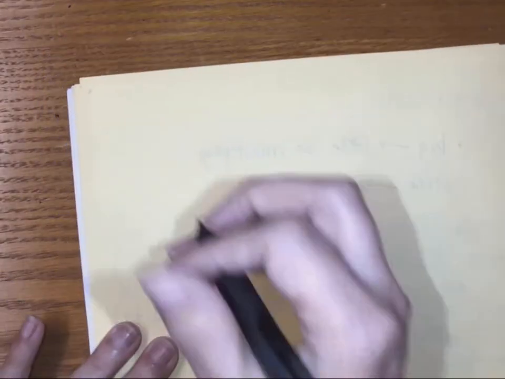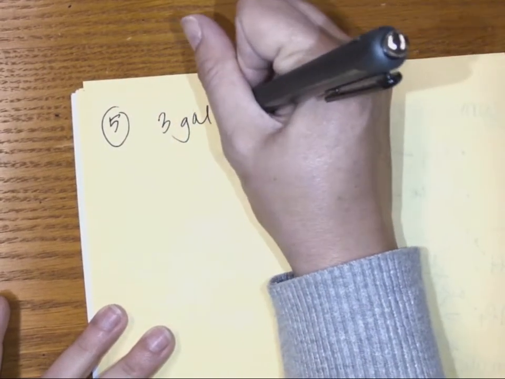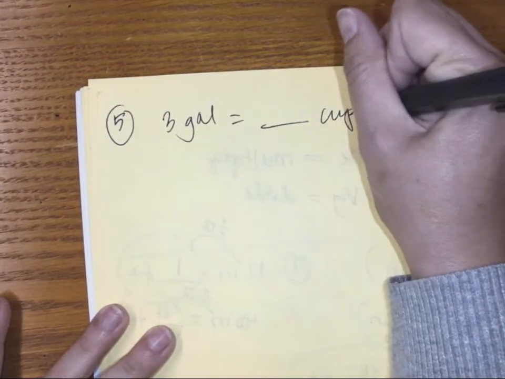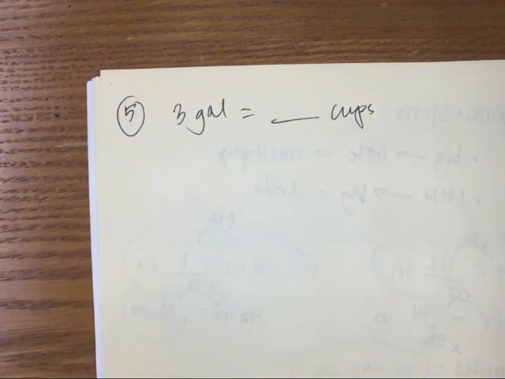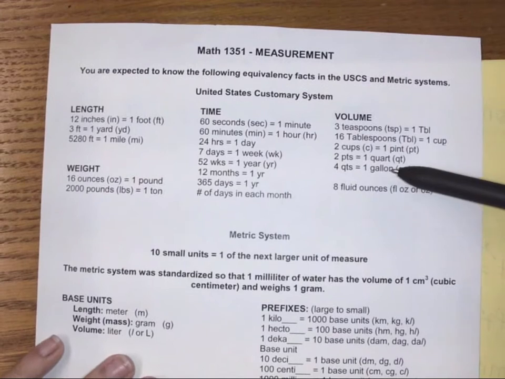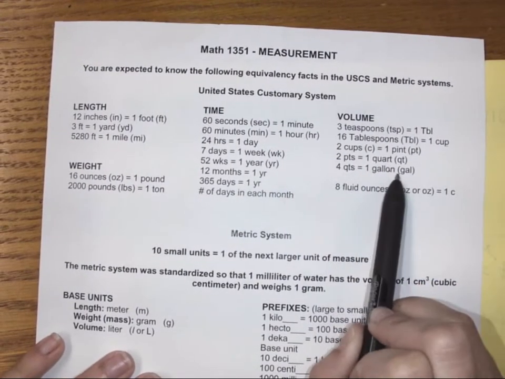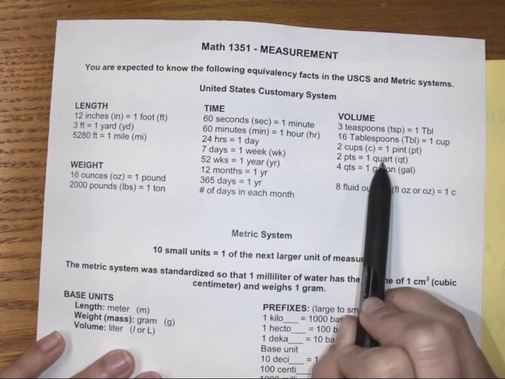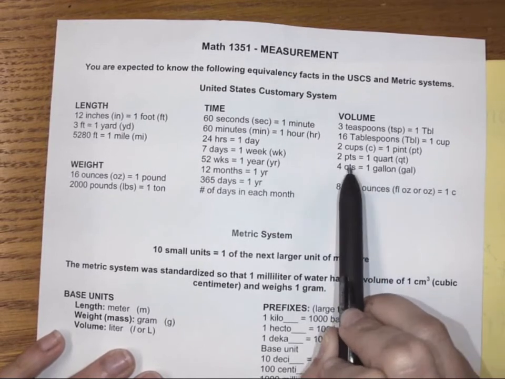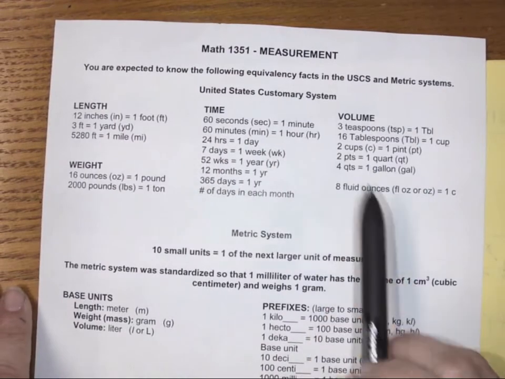Okay, let's do a gallons and a cups one. This would be number 5. So if I had 3 gallons, I want to figure out how many cups that is. Okay, so first, if you look at your measurement chart, for gallons, I don't know how many cups are in a gallon, but I do know that there's 4 quarts in a gallon. I know there's 2 pints in a quart, so I need to go from gallons to quarts, to pints, and then to cups from there.